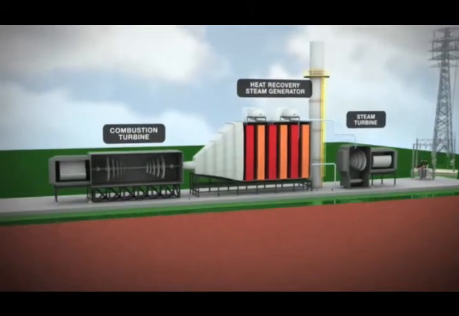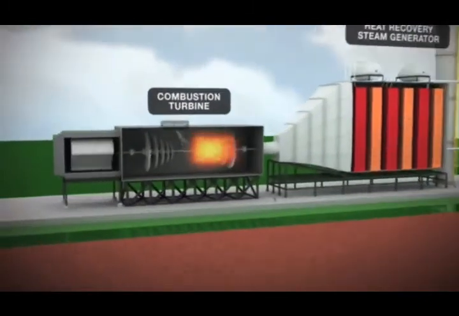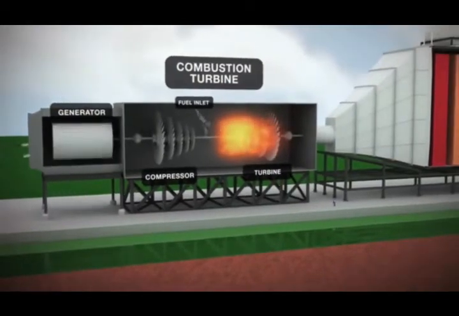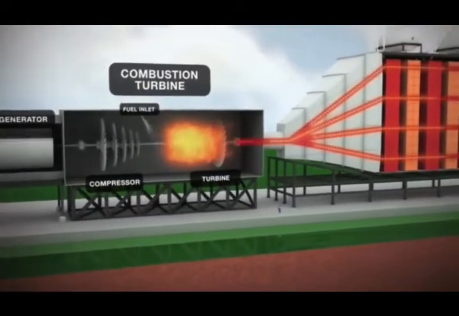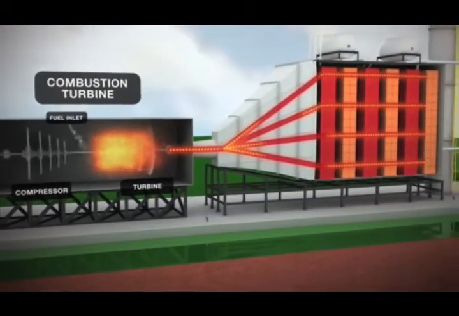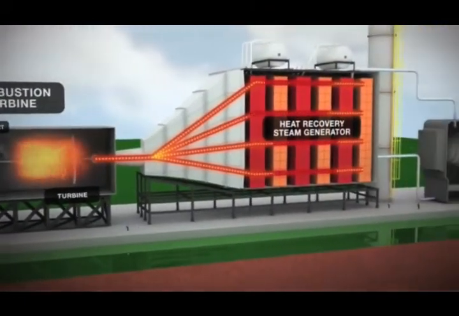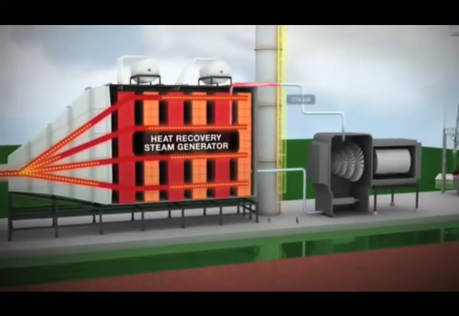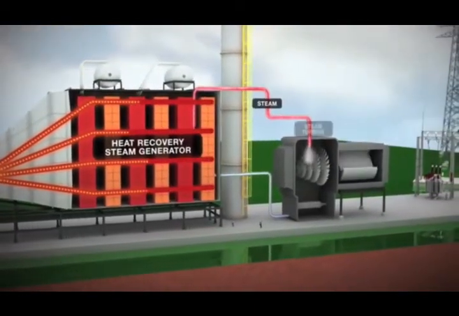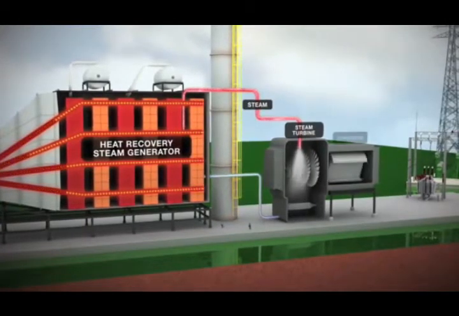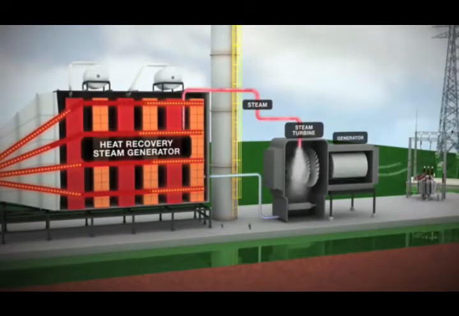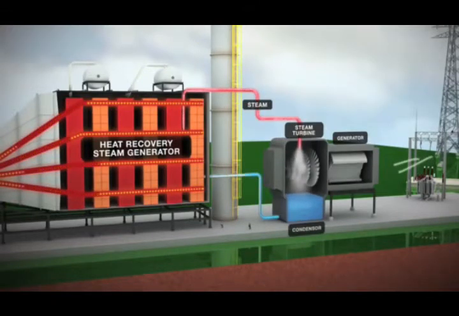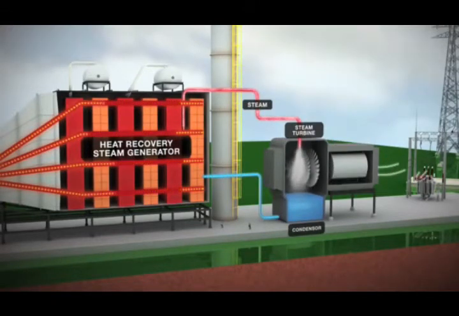In the first cycle, fuel is burned and the resulting combustion gases power two turbine generators to produce electricity. Hot exhaust normally lost during this process is captured and routed through the two heat recovery steam generators. These units boil water to create steam, which spins an additional turbine generator and produces more electricity. Finally, the steam is discharged into a condenser, which returns the steam to its liquid state for recycling.